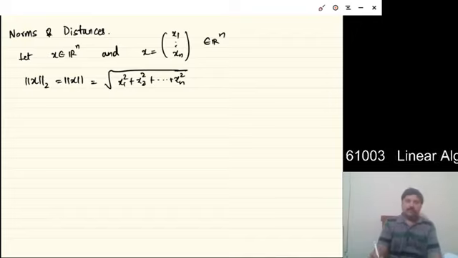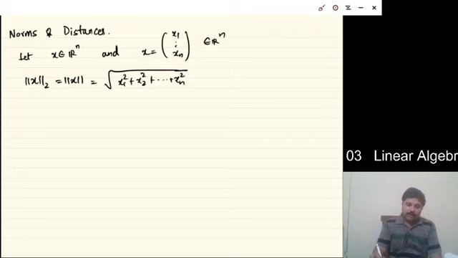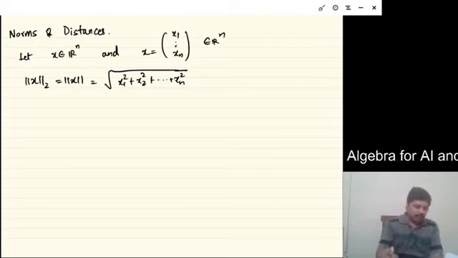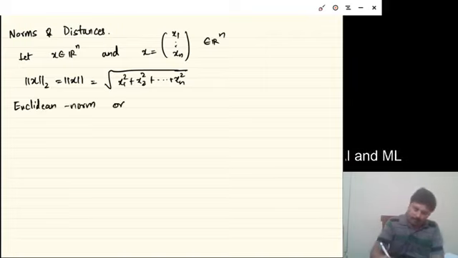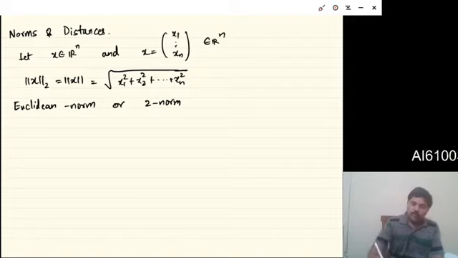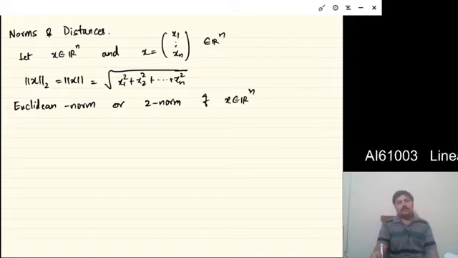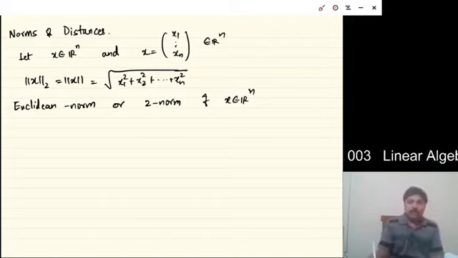I just sum the squares. I just find the sum of squares of coordinates of this vector x and take the square root of that. That's the 2 norm of x. This is called the Euclidean norm, or 2 norm, of x in Rn. So this is what this norm is called, and you can see this norm is a very interesting thing.